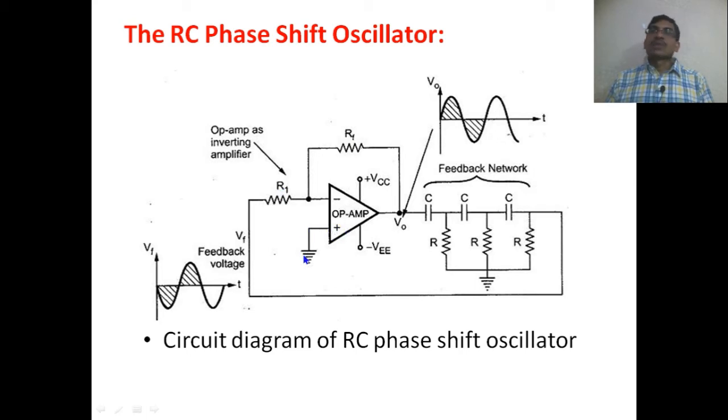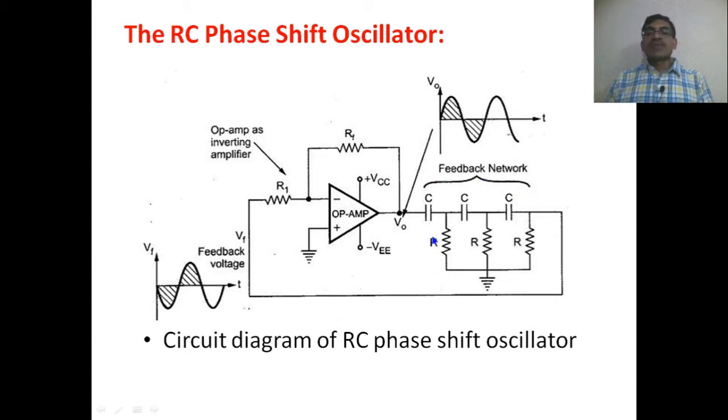The non-inverting terminal of our op amp is connected to the ground terminal, and here plus VCC and minus VEE are the supply voltages for the operational amplifier. The output of the operational amplifier is V0, which is given to the feedback section. This is the feedback section in the circuit.